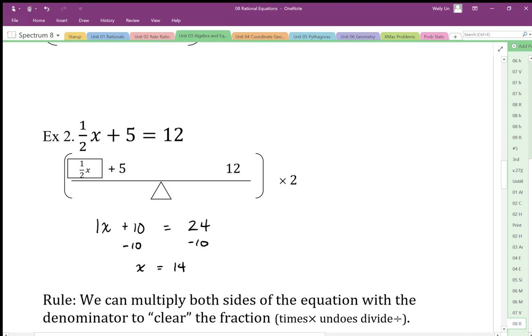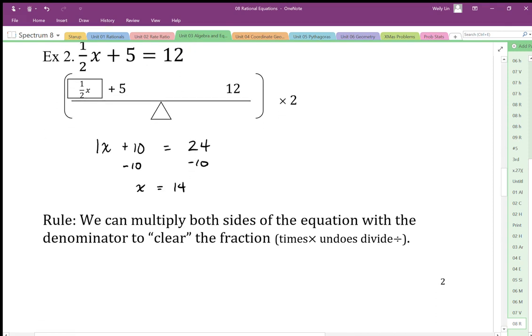That's true. So the rule I'm using, or the property I'm using, is this idea that I can multiply the left side and right side by the same amount. And what multiplying the whole equation does is it allows me to get rid of the divide or the fraction.